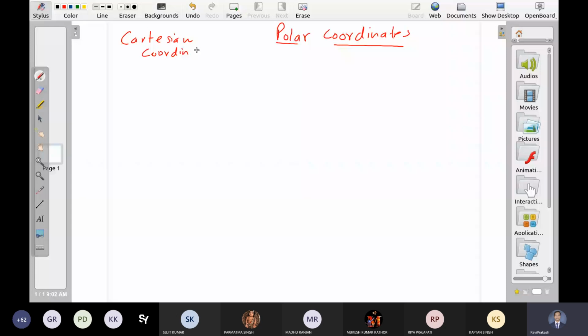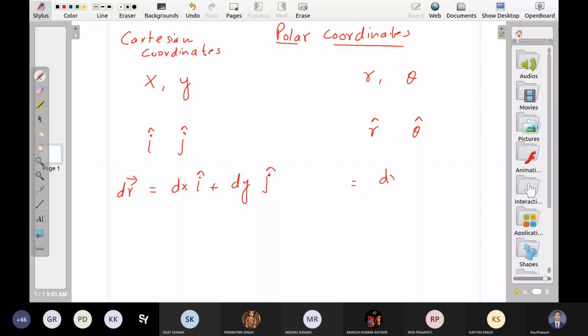So here we have x and y as variables. It consists of r and theta as variables. Unit vectors are i, j here, and it consists of r cap, theta cap here. Something represented by small displacement becomes this, and this the same thing becomes this in this system, right?